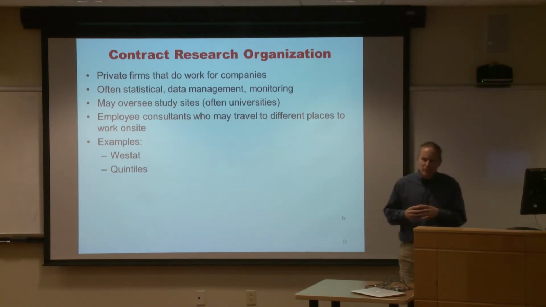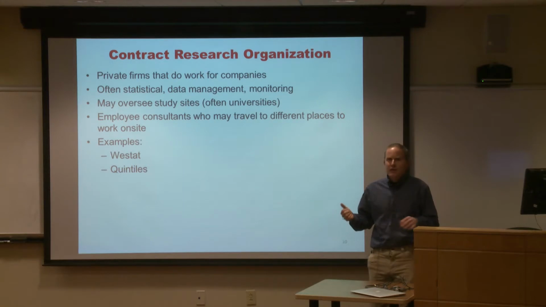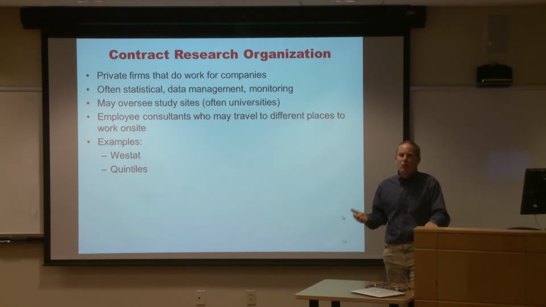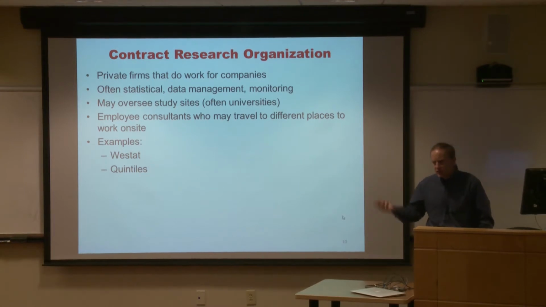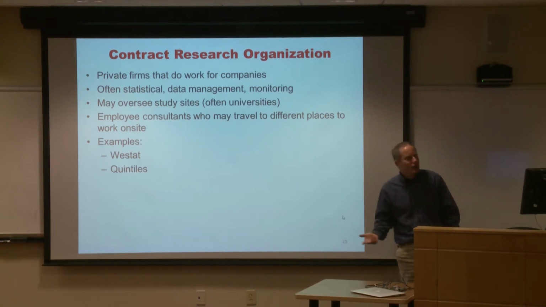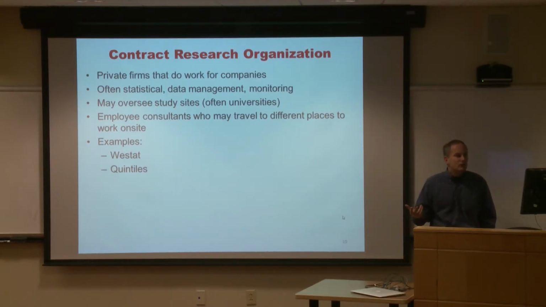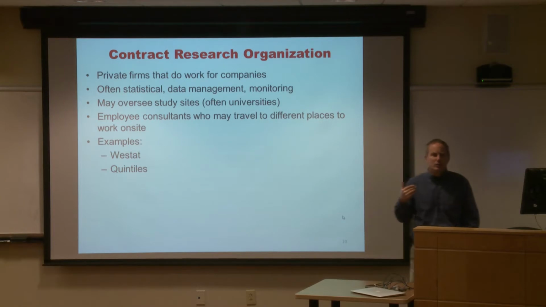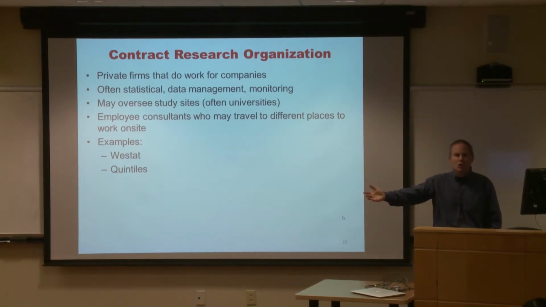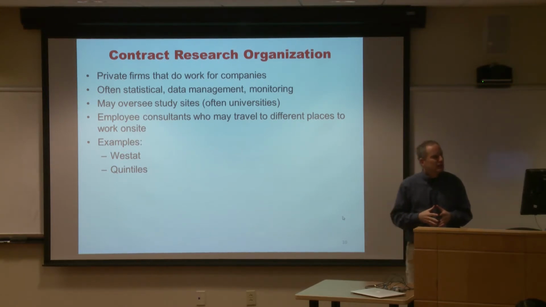If you work for those companies, they have statisticians, they have data monitors, they have all kinds of regulatory staff, people who can help you speed things through the regulatory process. They have writers, monitors. They often oversee the study sites. So if a university is one of the sites where this trial is being run, maybe like a hospital or a doctor's office, they'll have people come in and look at your records and make sure they're being accurately collected.